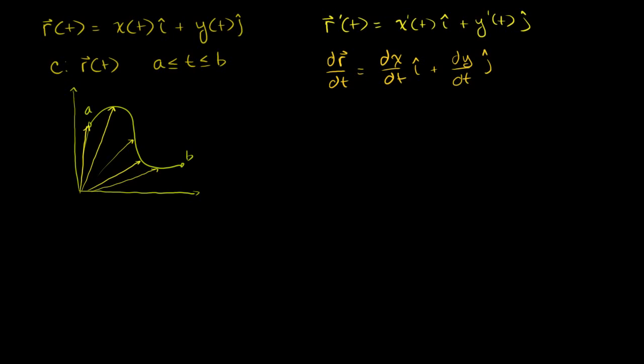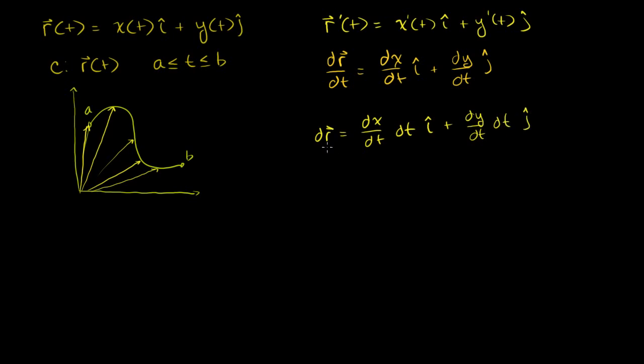And if we wanted to think about the differential, whenever I do the math with the differential, it's a little bit hand wavy. I'm not being very rigorous, but if you imagine multiplying both sides of this equation by a very small dt, you would get dr is equal to dx dt times dt times the unit vector i, plus dy dt times dt times the unit vector j.